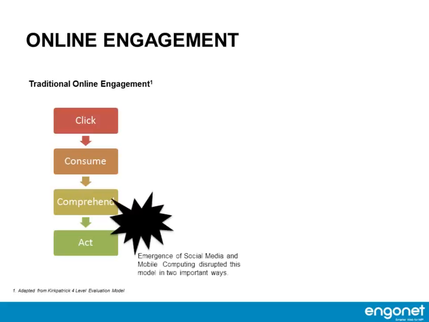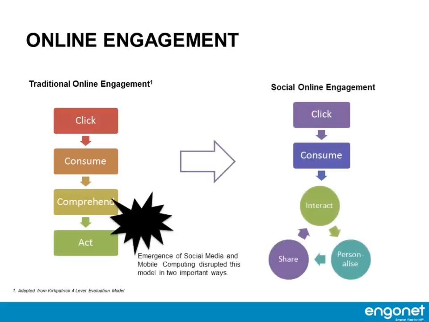So what we've seen with social media and mobile computing is very significant disruption to the last 2 steps, and this is important for not-for-profits to understand. Whilst people do still click and consume content that they find on the web through all the different mechanisms, or different ecosystems that you'll have on the web, it's no longer about simple comprehension and acting. It's about interacting with the information that's there.